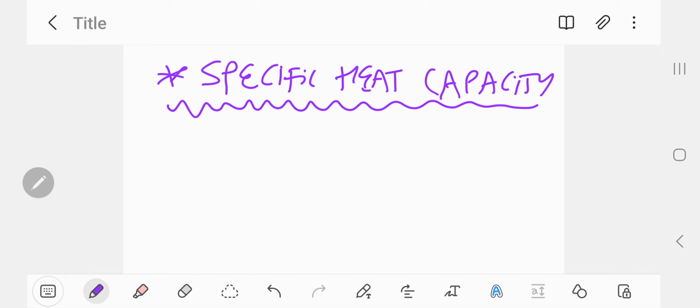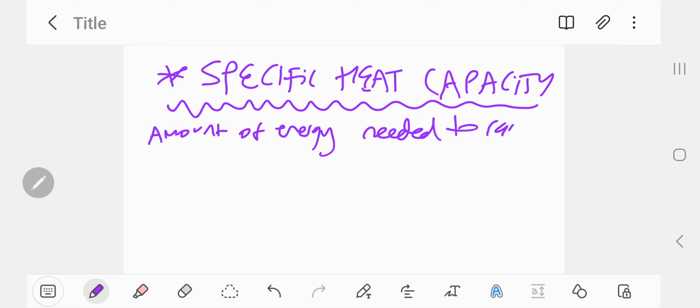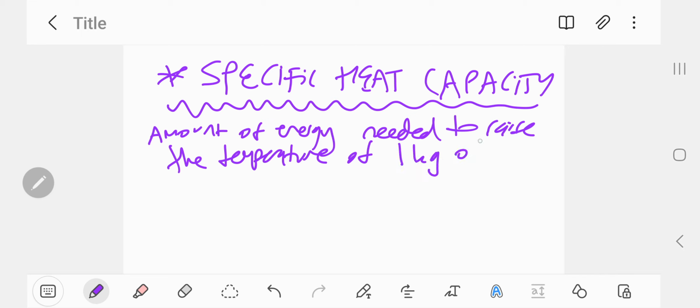Okay, so what is specific heat capacity? Best way I can define it, it's basically the amount of energy needed to raise the temperature of 1 kilogram of a substance by 1 degree Celsius. Okay, otherwise known as 1 Kelvin.